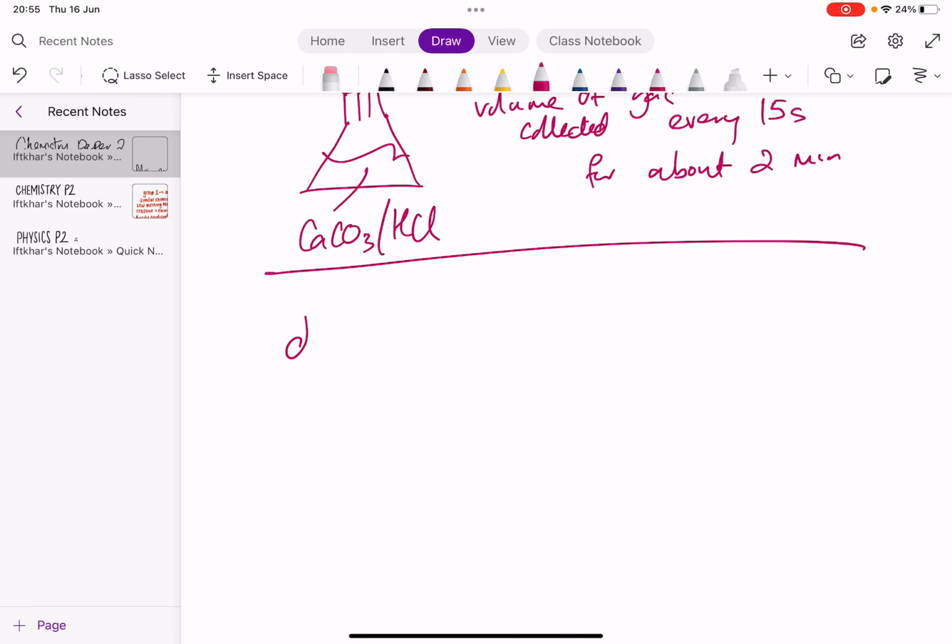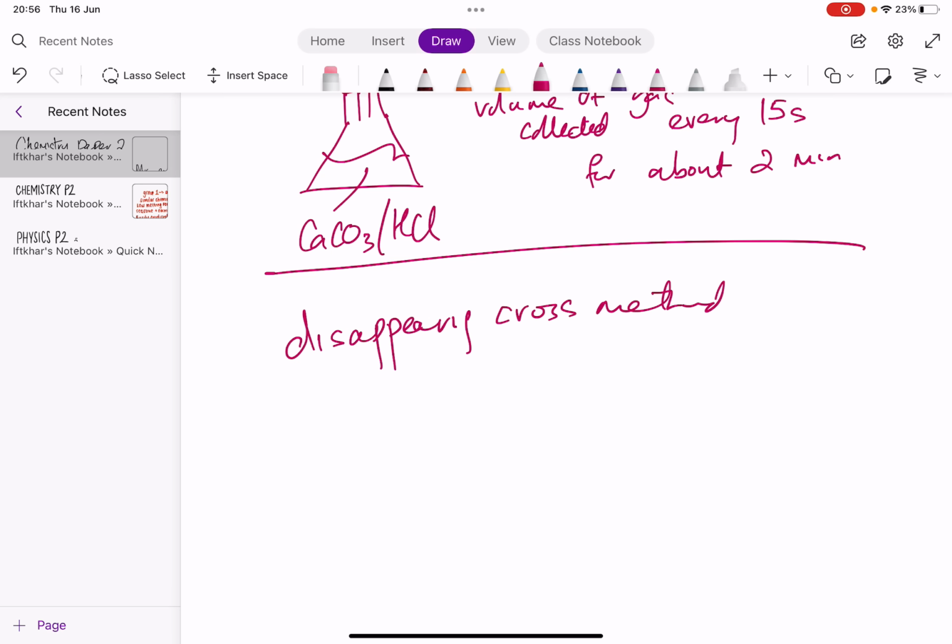Then there is the famous disappearing cross method. Now this is a good method of changing the concentration. In both of these two methods I've explained, you could change the concentration of the acid and keep the surface area of calcium carbonate the same. Alternatively, you can change the surface area of calcium carbonate and keep HCl the same. Or you can change the temperature. You can warm hydrochloric acid and see the effect of temperature on rate.